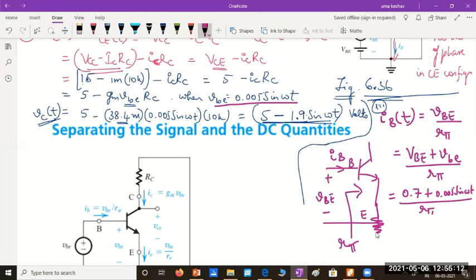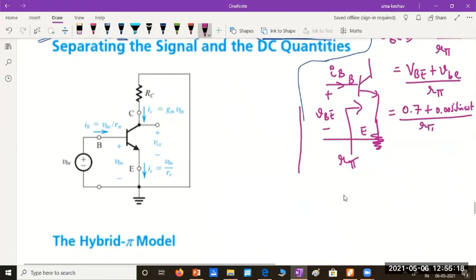Can I find R pi? What would be the value of R pi? Can you please tell me? In this circuit, R pi is equal to, how do you find R pi in terms of beta and GM? You know beta, you know GM. R pi is beta by GM. Can you find that out? Please find R pi.